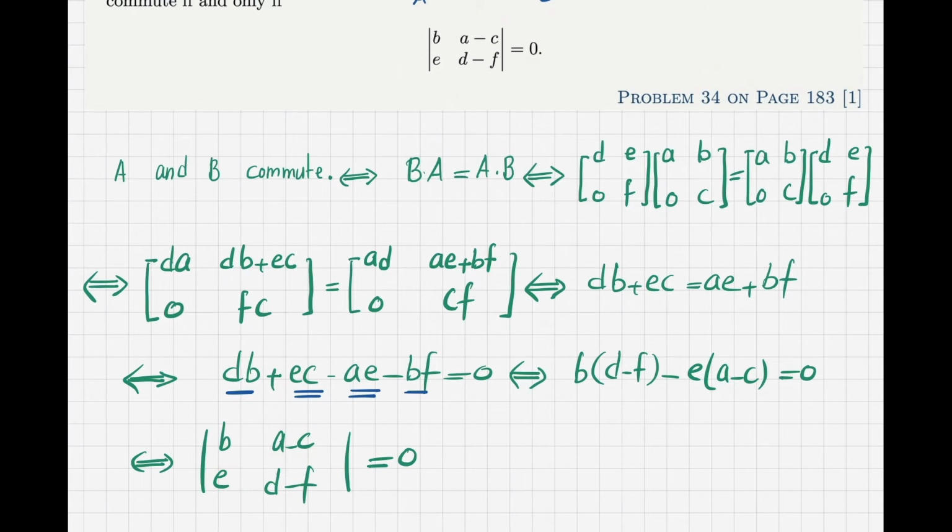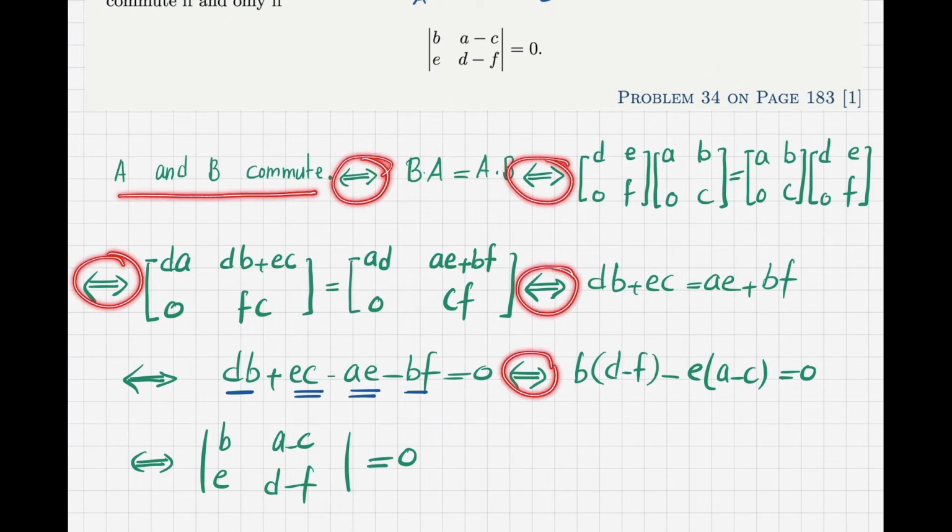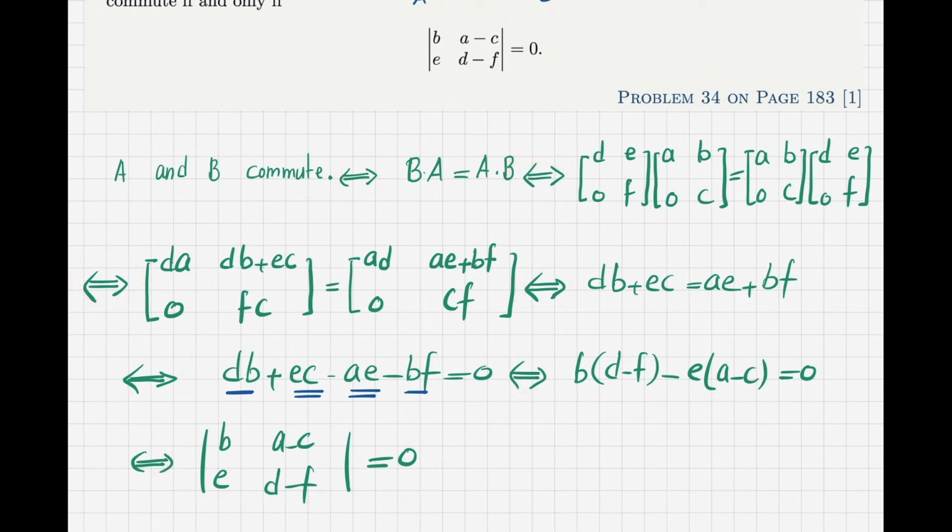So we started from here, A and B commute, if and only if all the time, yes, all of them are double-sided arrows, and then finally I reach this final step. So it means that these two statements are actually equivalent. So this happens if and only if this happens. Yes.